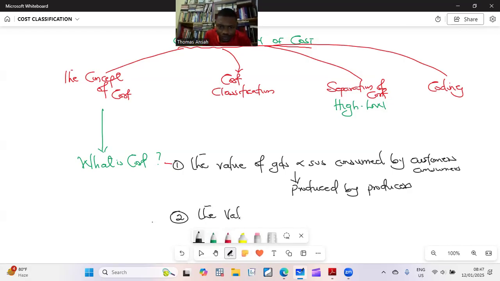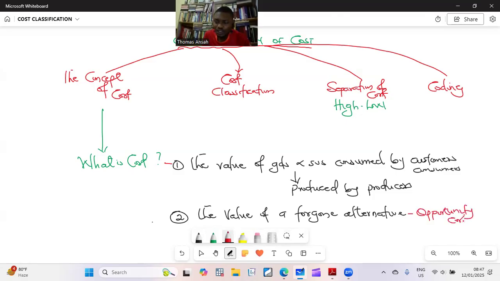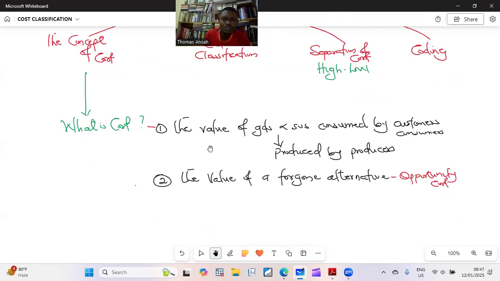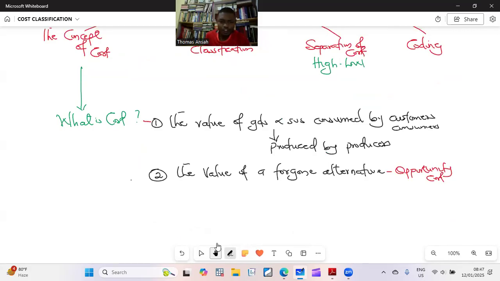The value of a foregone alternative. Later on, you realize that the technical name for a foregone alternative is opportunity cost. You miss that opportunity to do something else. So cost is not only the value you place on something that you consume, it is also the value you place on something that you sacrifice, the sacrificed alternative. So basically, that is that.